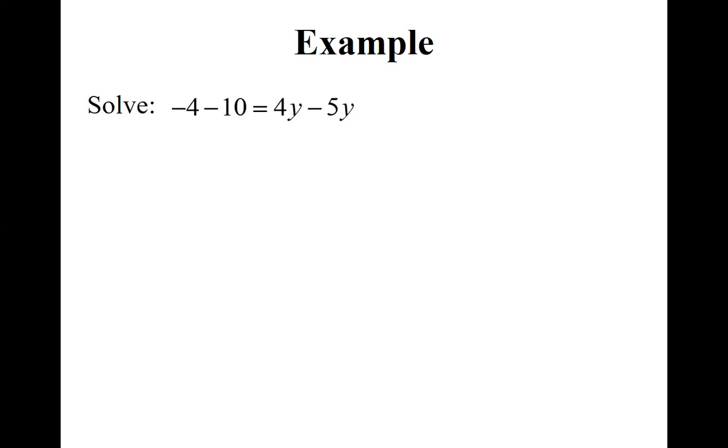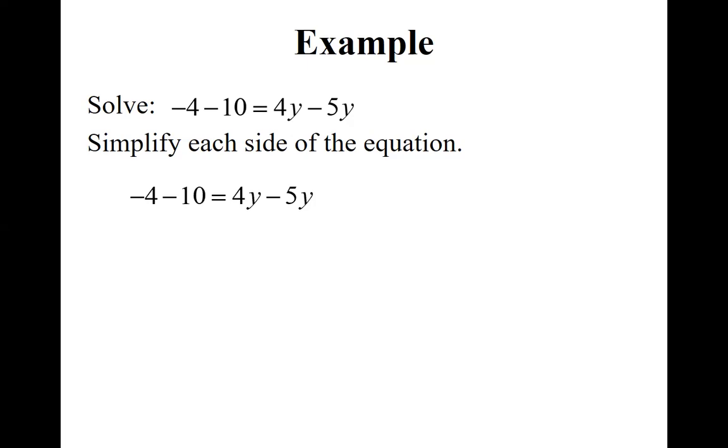Next up, -4 minus 10 equals 4y minus 5y. Once again, we can do something to both sides of the equation. On the left, -4 minus 10 is -14. On the right, 4y minus 5y is -1y, or -y. 4 minus 5 is -1, so 4 of them minus 5 of them is -1 of them. Just minus y.